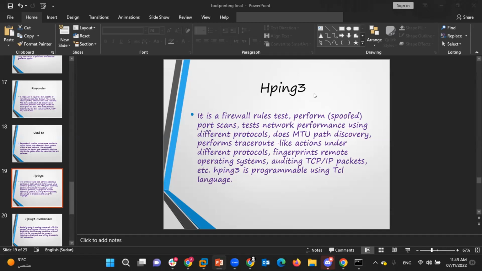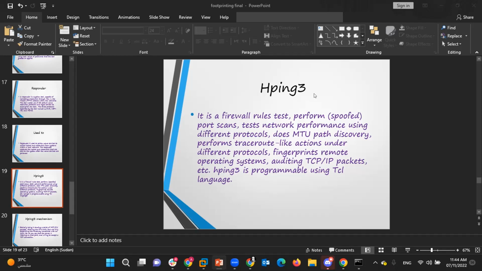So we are using the HPing3 tool to test the rules of this firewall. This rule was configured. Most of the time, it's used by penetration testers to scan whether this rule configured in our firewall is effective or not. Is it configured in the proper way or not?